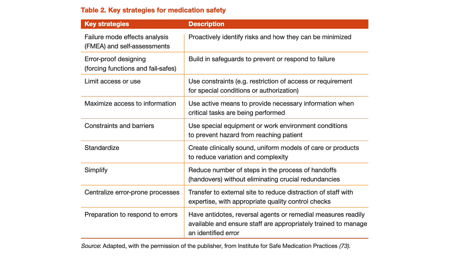Constraints and barriers: use special equipment or work environment conditions to prevent hazards from reaching the patient. For example, when we are using an oral medication syringe, we can use a syringe that does not fit on the IV access. This is a constraint. Standardize: create a clinically sound, uniform model of care or product to reduce variation and complexity, standardize, simplify the process and steps, and improve the handoff. Centralizing error-prone processes like mixing or reconstituting IV solutions is better.